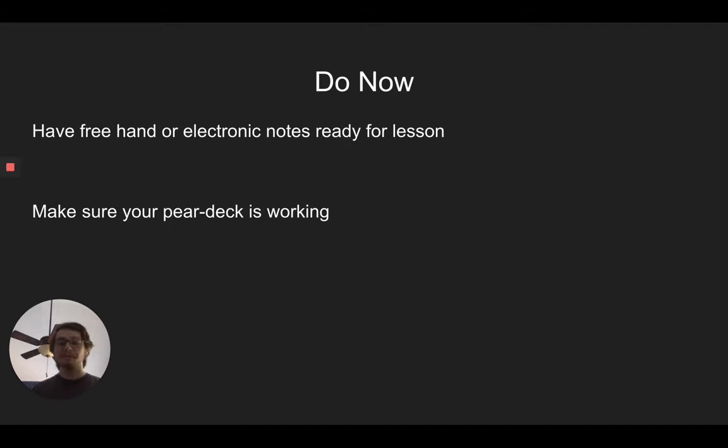So do now. Get your freehand notes ready, or if you want to do electric notes on like a Word document, that's fine. But there's a couple things you're gonna want to jot down, so make sure that you have that ready, and make sure your Pear Deck is also working. There's a couple of websites you're going to be visiting, and obviously some responses you'll be having to fill out. So make sure that's ready, so you know what you're doing.